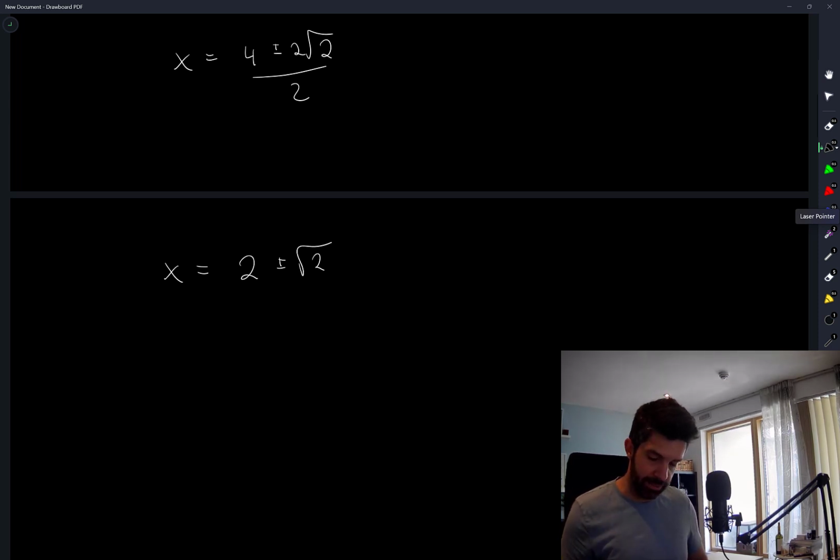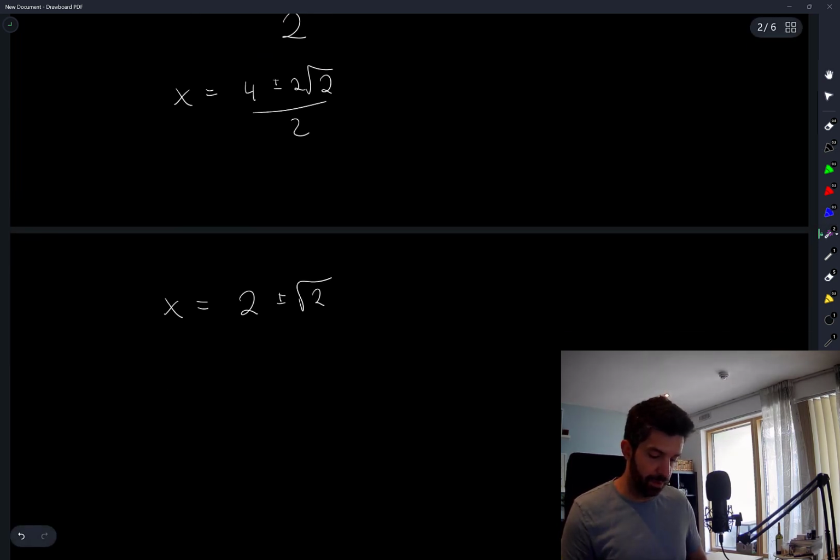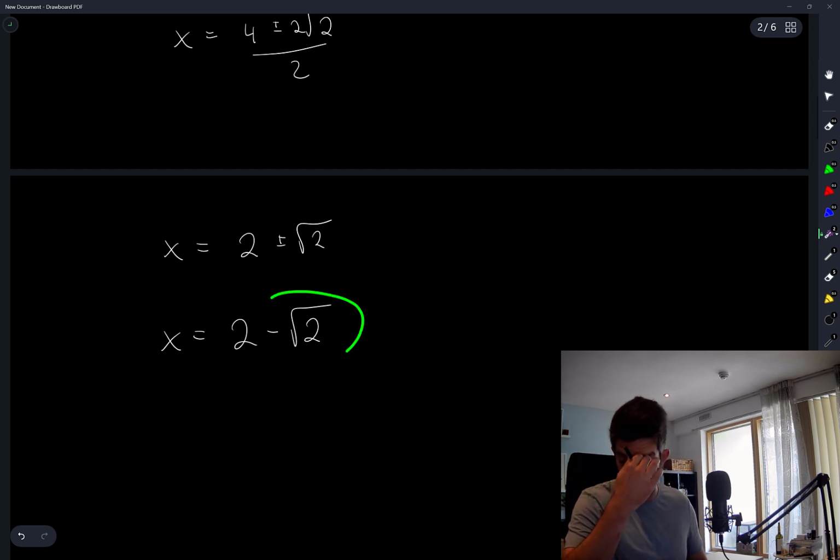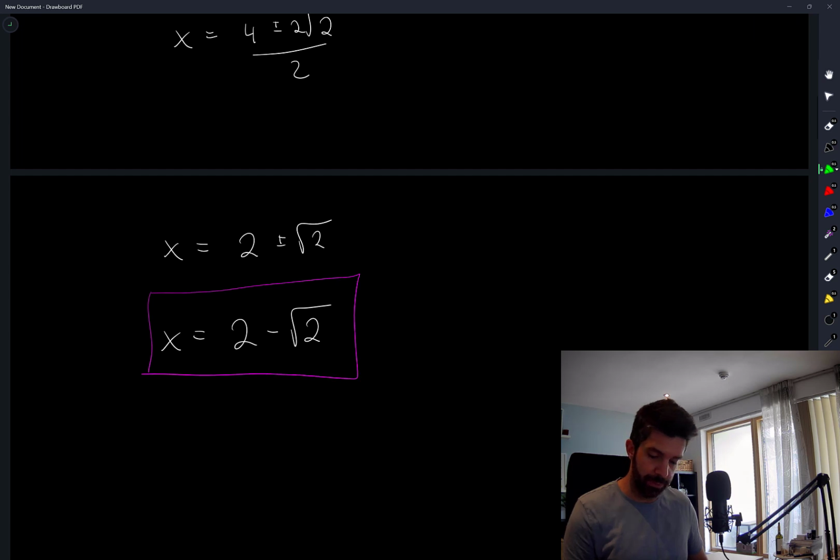Okay, and based on the geometry of the problem, we obviously need x to be between 0 and 1, so we have to take the negative sign here. Root 2 is about 1.4, so I know that this is between 0 and 1, and I hope this is one of the options that's given. 2 minus root 2, it is, that's option B. So pretty confident in this.